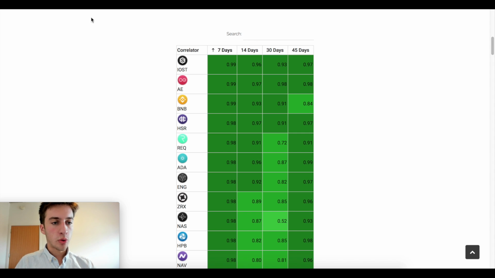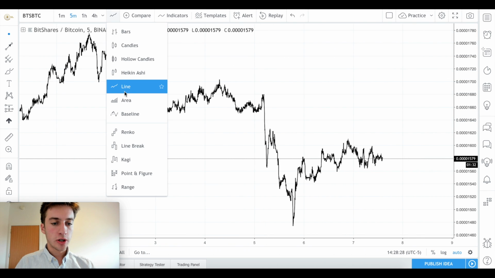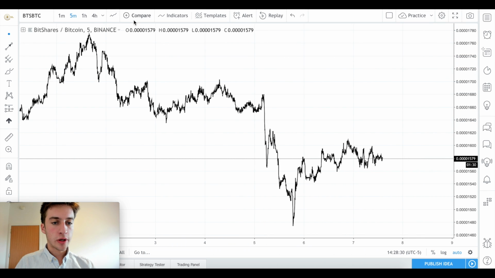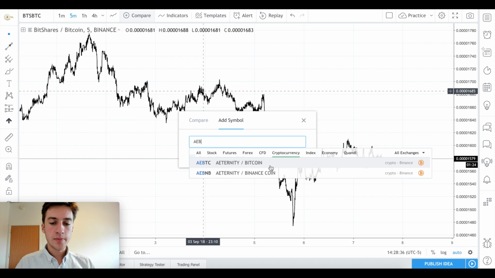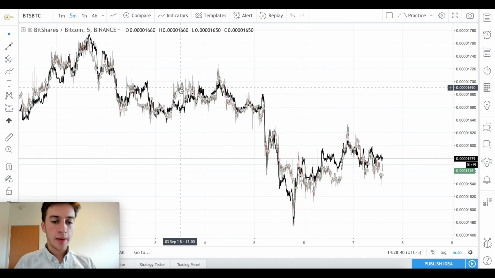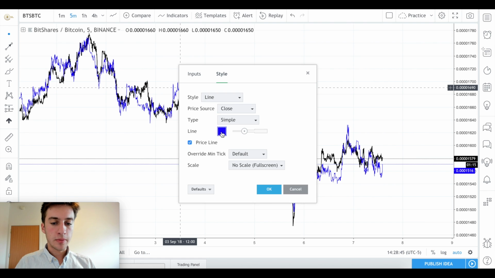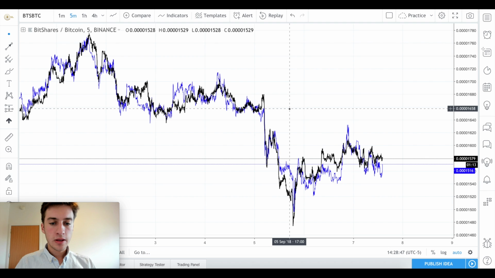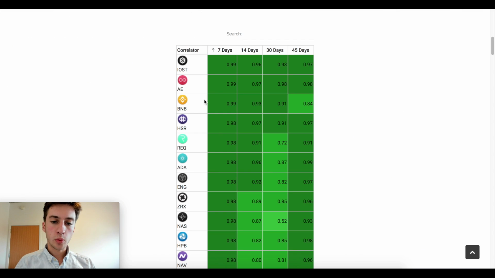So now we found a coin, BTS BTC. What I like to do is put this on a line chart, and then I'm going to compare this coin to a highly correlated coin. So we saw that AE was highly correlated, so we're going to do AE BTC on the same exchange of Binance. And when that pops up, I'm going to want to color that a different line. So I'm going to make this a line, and I'm going to make it blue, so just these settings here. And we have it. We have two highly correlated altcoins on one chart.